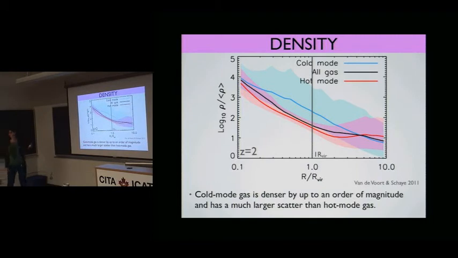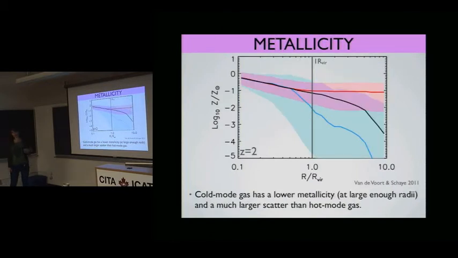It's not just different in temperature, as I already said. It also differs in other properties. I'm plotting the median properties. The cold mode gas has a median density about an order of magnitude, maybe slightly less, higher than the hot mode density, and the spread is much larger. So it is much clumpier. It's a much wider distribution of densities.